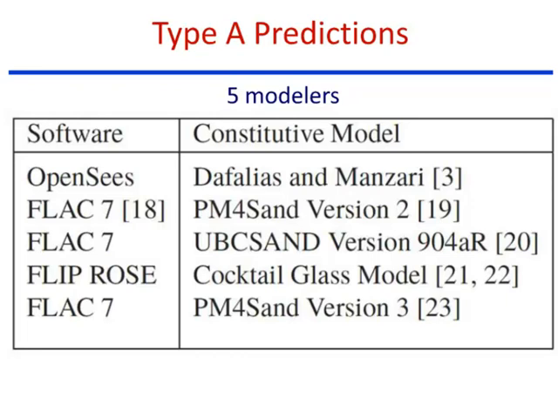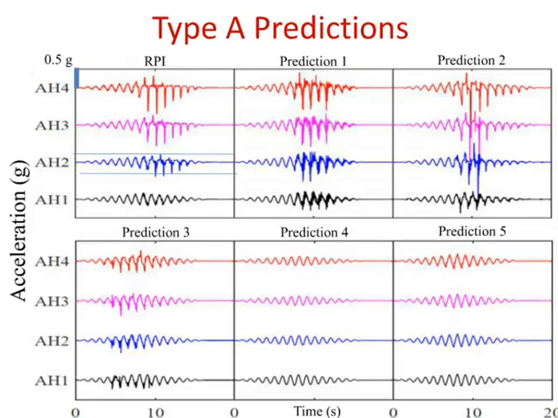The recorded motions were used in a Type A prediction by 5 modelers. Type A predictions means blind predictions. And here's the list of the employed soil liquefaction constitutive models by the different modelers. And this is an overview of the predicted accelerations by the different modelers along the central array, and they are compared to the recorded response at RPI or Rensselaer. The recorded motions are the top left time histories. The question is, how do we quantify and assess these predictions?